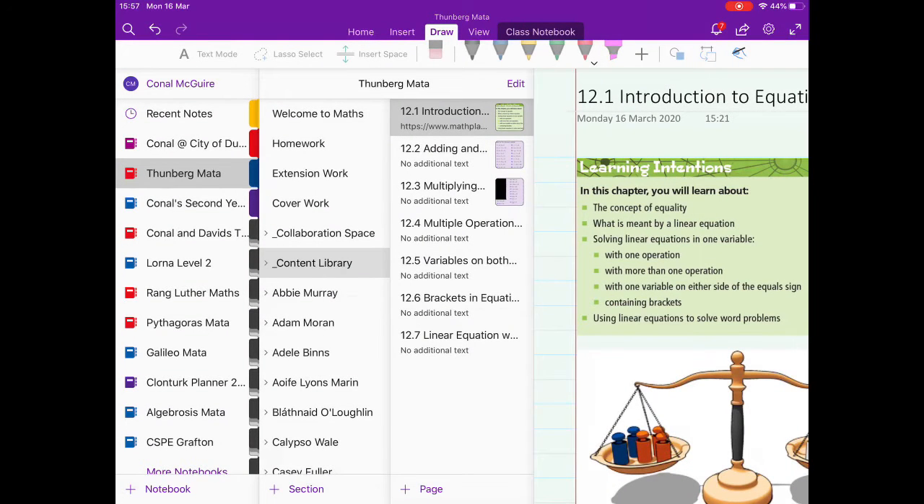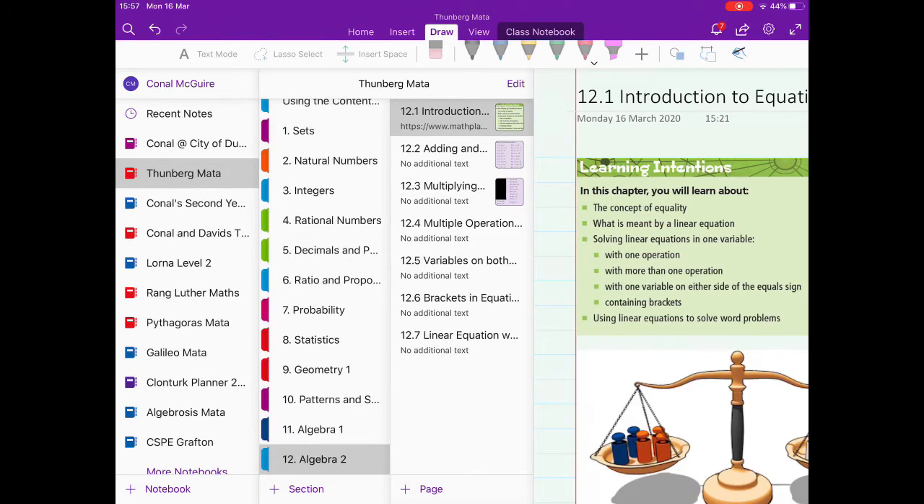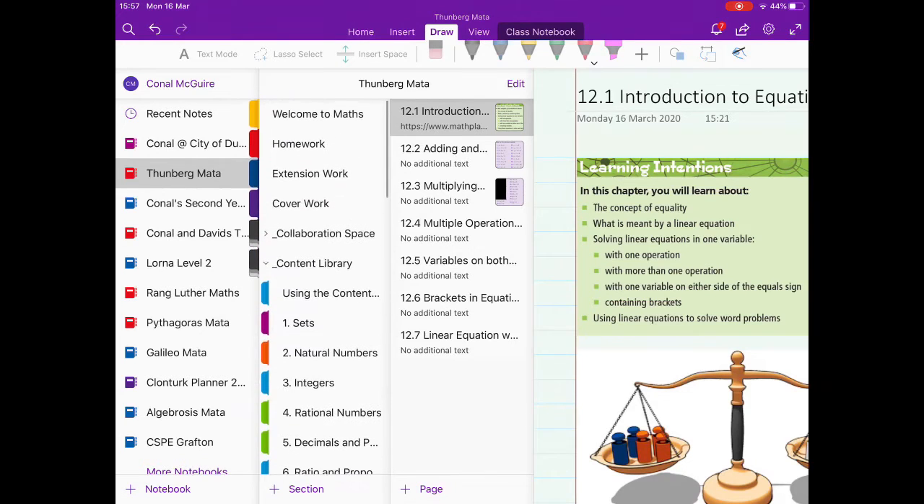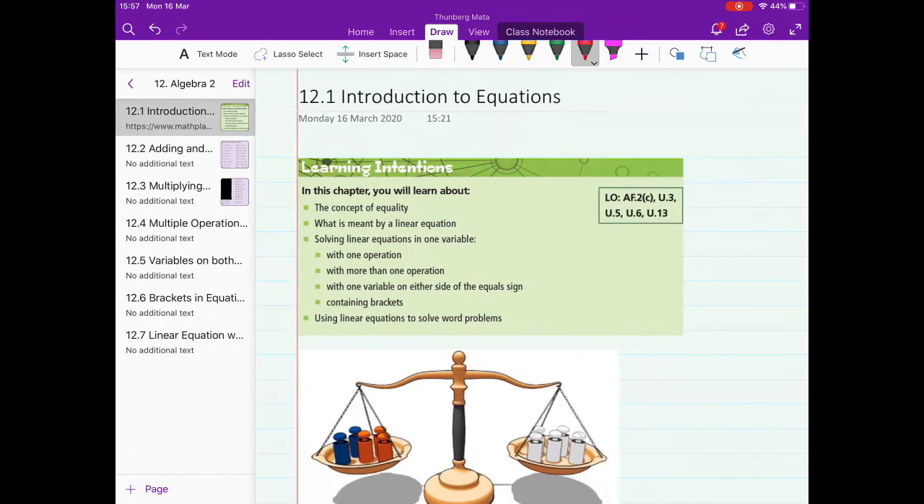Okay, so first off, all this content, everything I'll be writing, can be found within the content library underneath Algebra 2. So first off today, we're going to look at our introduction.